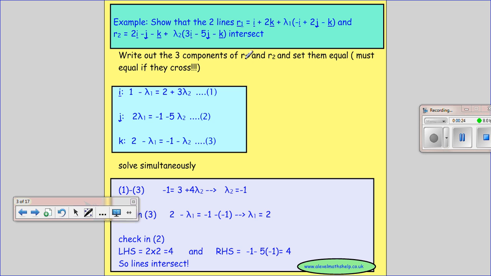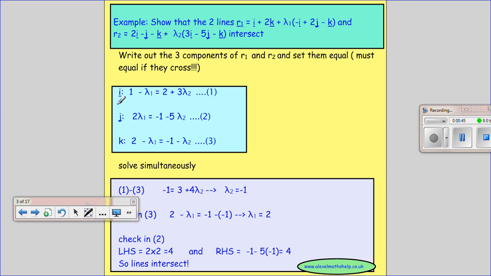If I have these two lines here, R1 and R2, and they'll have their own lambda 1 and lambda 2, and if they cross, there must be a value for each i, j and k component which is the same in both lines, because if they weren't the same they wouldn't cross. Okay, so let's have a look.